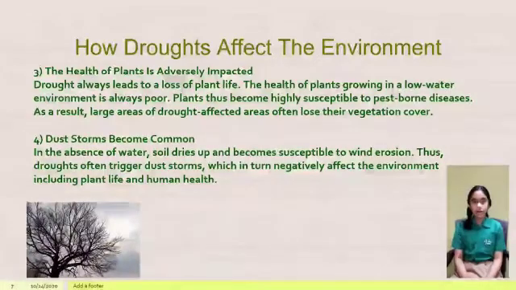Dust storms become common. In the absence of water, soil dries up and becomes susceptible to wind erosion. Thus, droughts often trigger dust storms, which in turn negatively affect the environment, including plant life and human health.